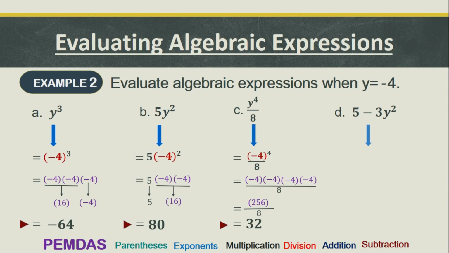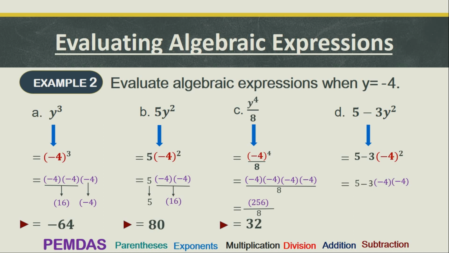5 minus 3y squared. Again, substitute the value of y. So this is equal to 5 minus 3 times negative 4 squared. Take note of the parentheses. Applying what we've learned from the previous examples using the PEMDAS rule, negative 4 squared is equal to positive 16. Or if you want the detailed solution, then we can rewrite this as 5 minus 3 times negative 4 times negative 4. Simplifying negative 4 times negative 4, that's equal to positive 16.